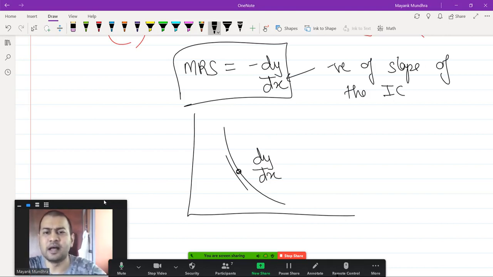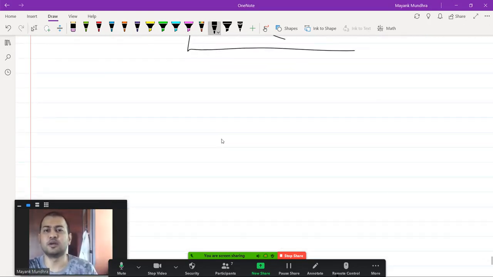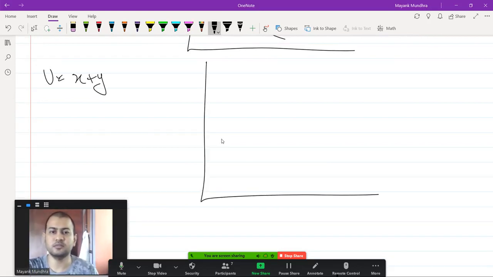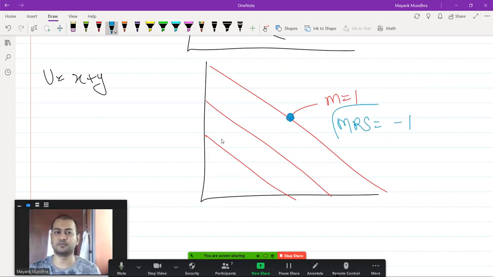So to take an example of finding MRS, let's say you are talking about utility equals x plus y. Okay, so we know that in utility equals x plus y, the ICs all have a slope equal to 1. We already established this. So what is the MRS at any point? So slope is 1. Okay, so if slope is 1, MRS is negative of slope, so MRS equals minus 1.